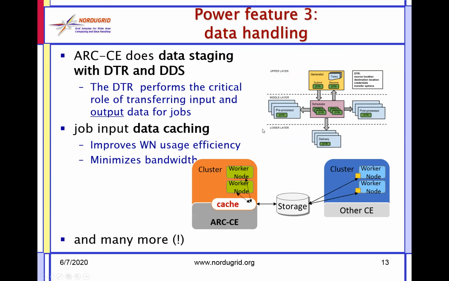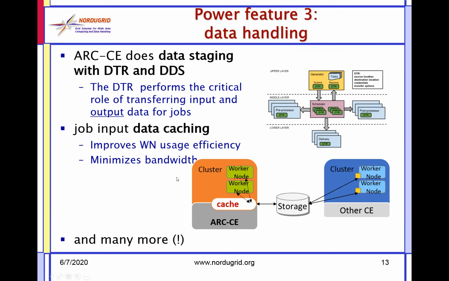Third argument for ARC6 is the data staging components. So if you ever had the problems like how you move data to the worker node and how you move data out to some experiment storage repository, then ARC6 is for you, because we got a clever system which takes care of data staging into the cluster and data staging out from the cluster.